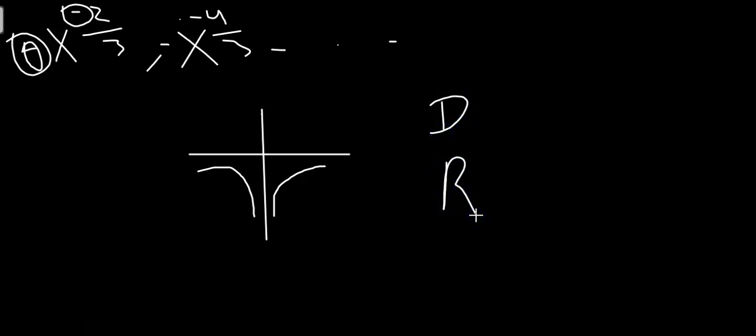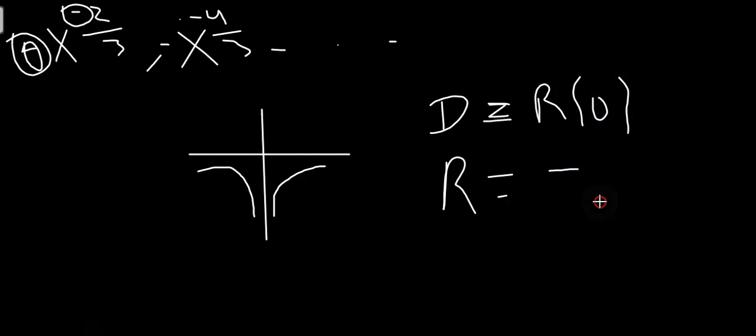My domain is the same as the previous one. It's just a real number, but not zero, so a real number except zero. And my range is not a real number, but a negative real number. The previous one was positive because the graph was on this side, but this one is negative because it's on the negative side. So this is what it looks like if you get this type of expression.